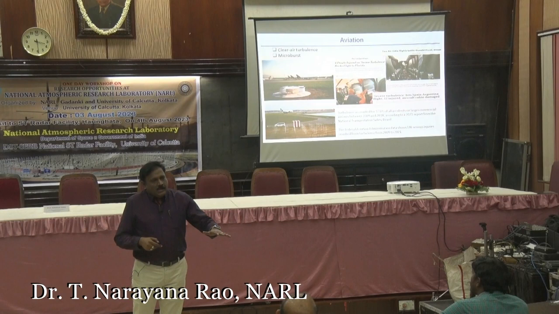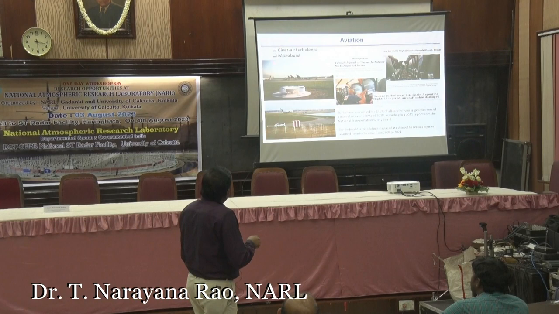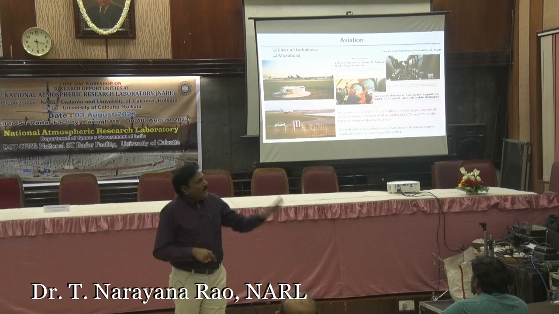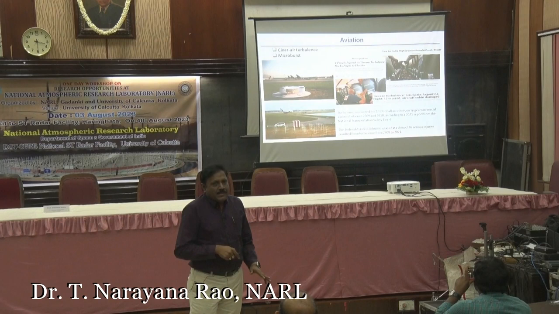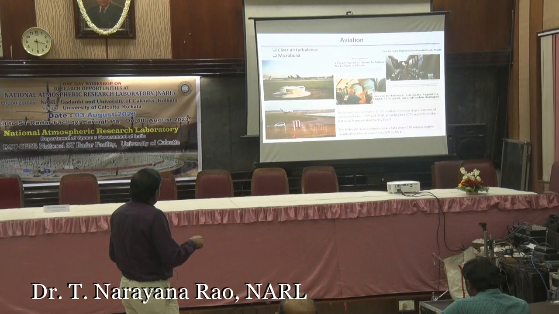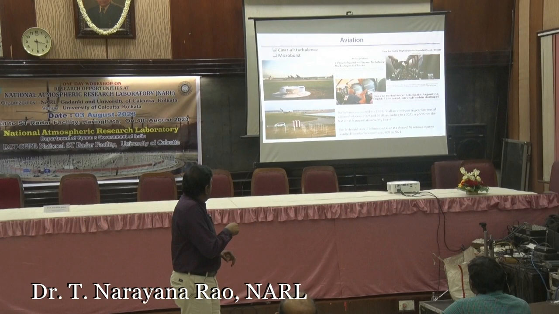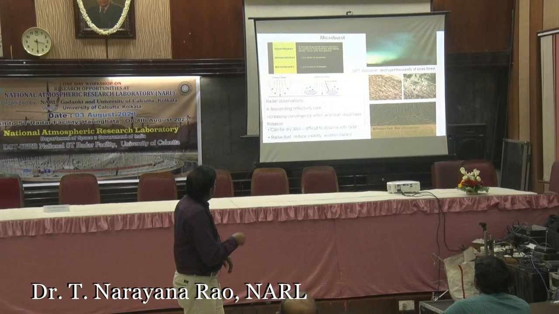And then the other one is called microburst. So these are the two important processes. If a microburst happens close to the airport, particularly at the time of landing, it is very, very dangerous. So that's why at many airports, they keep this kind of small radars, which will be useful to tell whether this kind of microburst is existing or not.